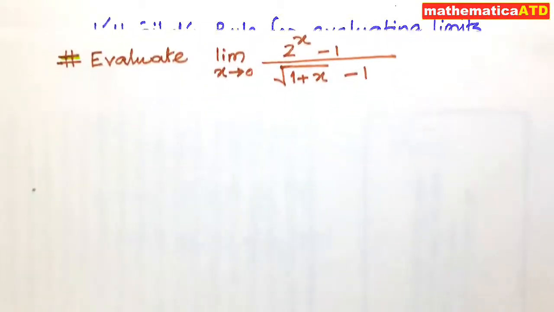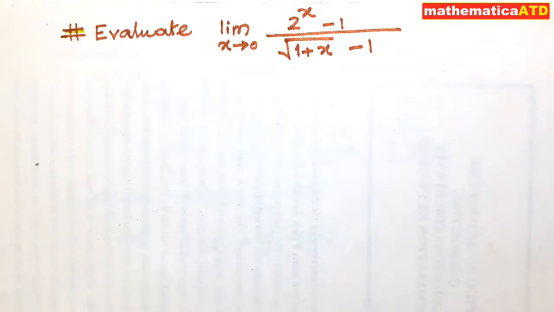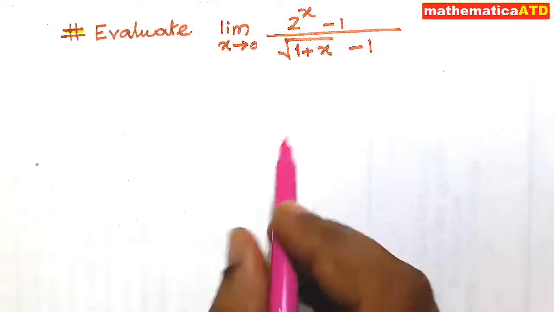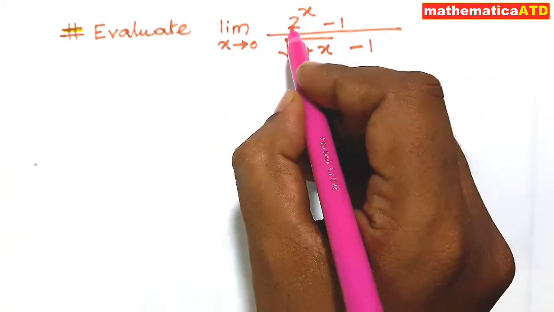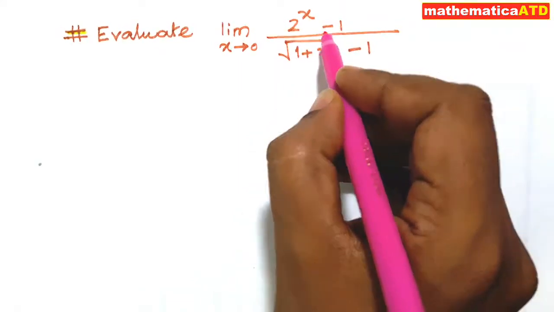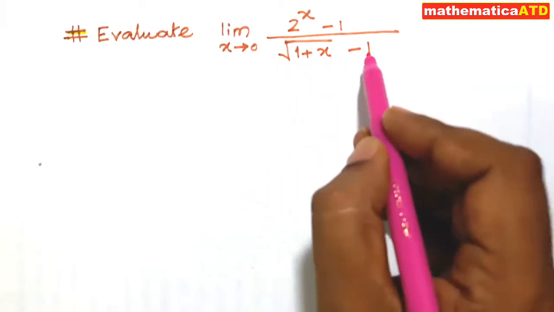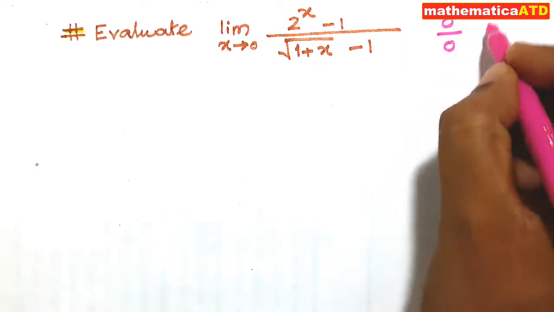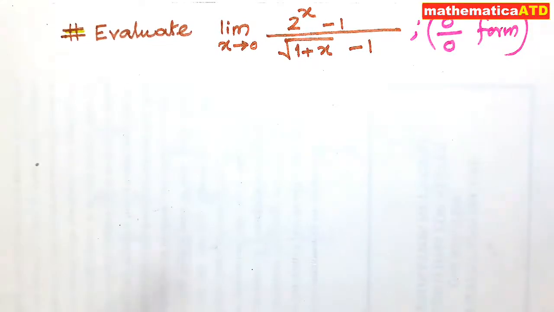Evaluate limit x tends to 0 of (2 to the power x minus 1) divided by (root over 1 plus x minus 1). Okay, so we see that when x tends to 0, then the numerator is 2 to the power 0 minus 1, means 0, and the denominator is root over 1 plus 0 minus 1, that is again 0. So the form is 0 by 0. So we can now use the L'Hospital rule.